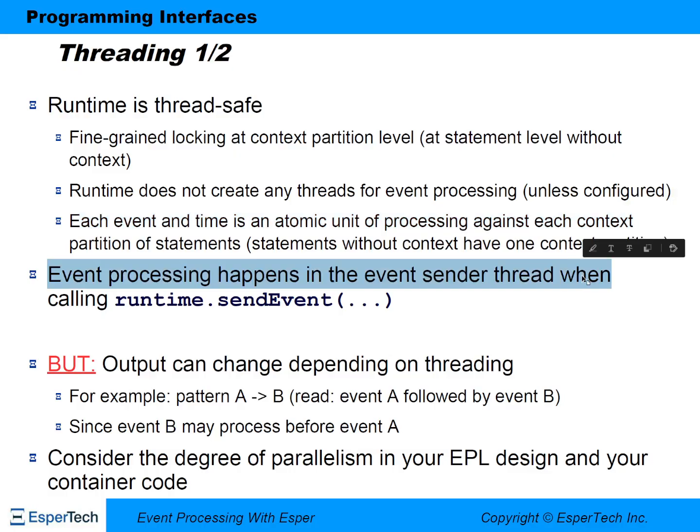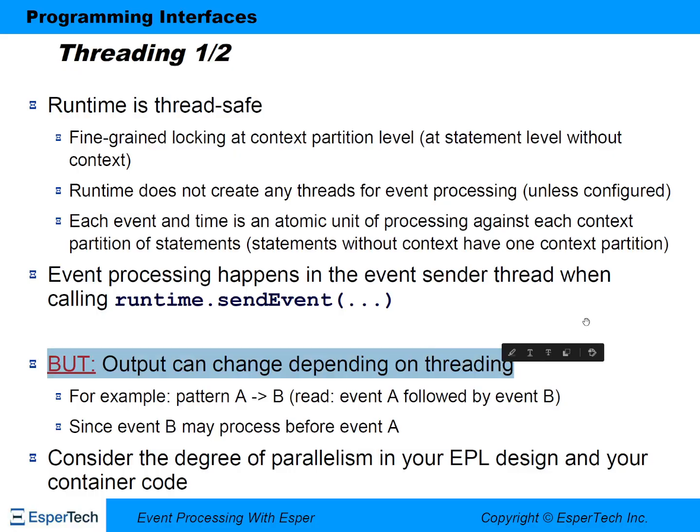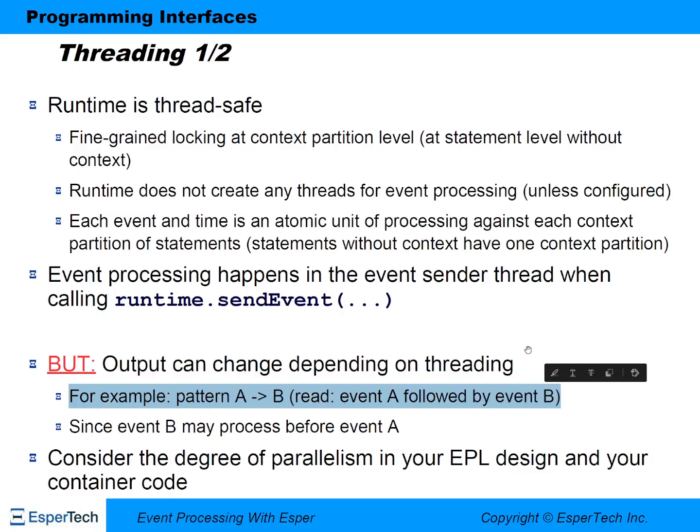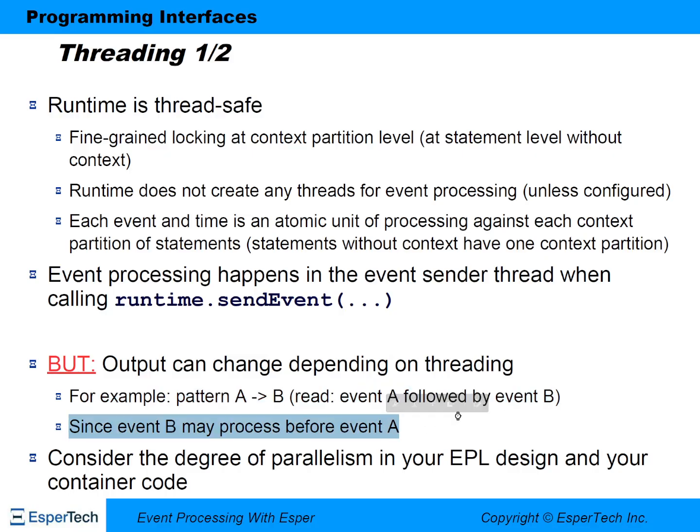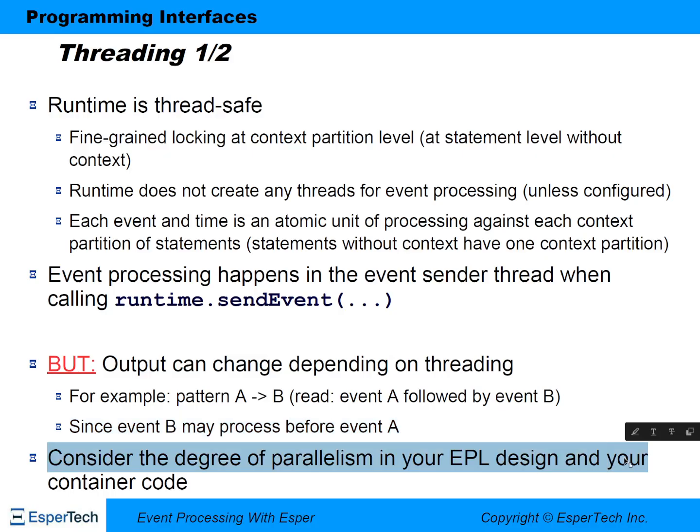Event processing happens in the event sender thread when calling runtime.sendEvent. But output can change depending on threading. For example, consider the pattern A followed by B. So the pattern is looking for an event A followed by an event B. When using multi-threading, the event B may process before event A, depending on your threading and arrival queue and overall technology stack. Thus a design should consider the degree of parallelism in EPL design and depending on runtime container code.